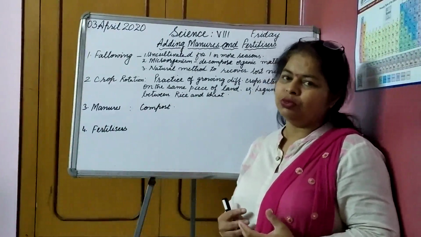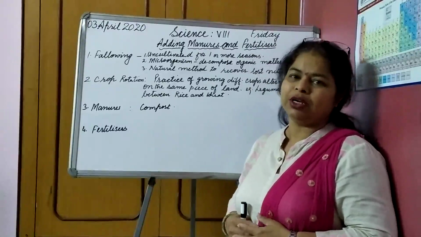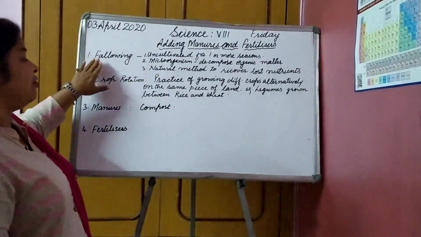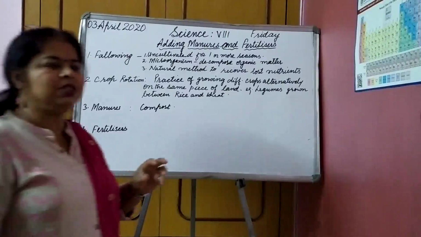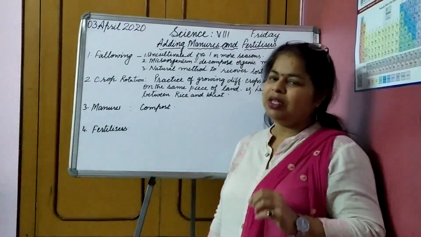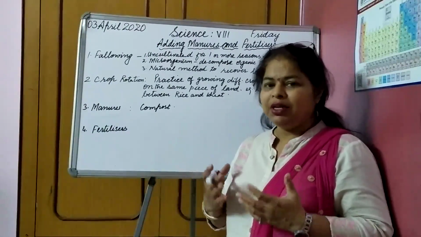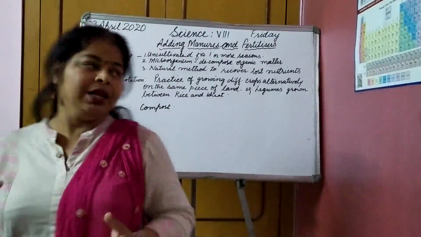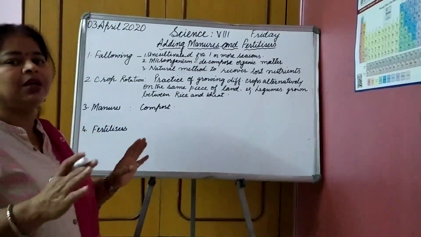What do farmers do? They use various methods to increase the fertility of the soil. Let us study them one by one. The first one is field fallowing. This is a very unique method in which the farmer leaves the field, or the piece of land in which the crops are to be grown, empty for one season or two seasons, or even more.